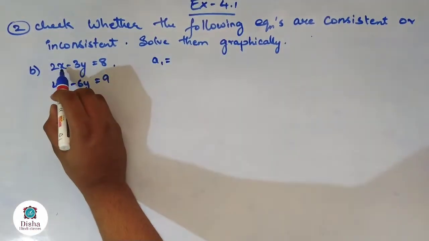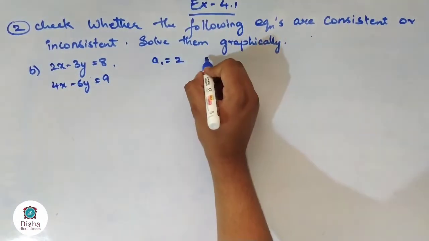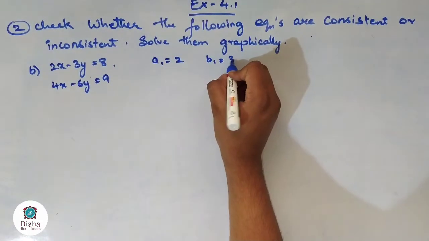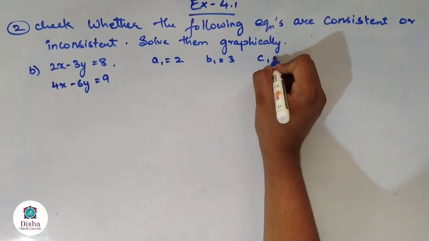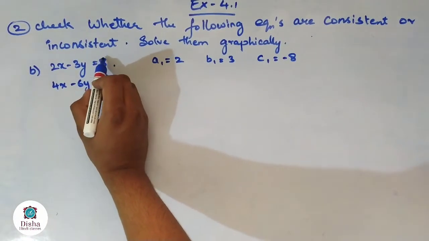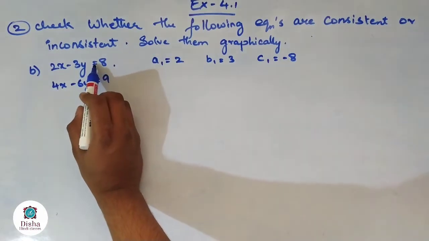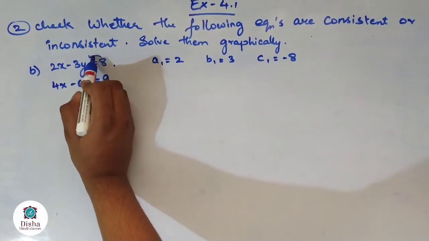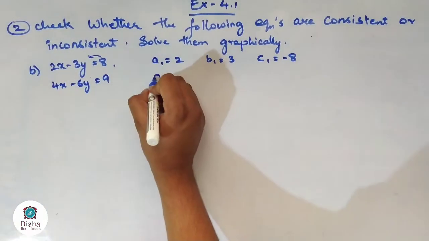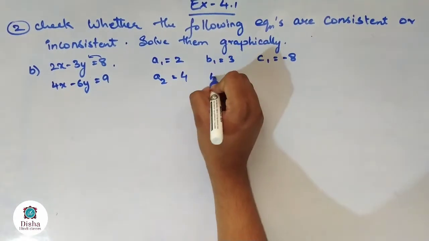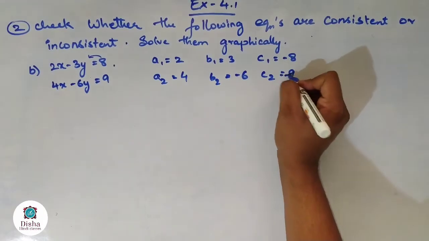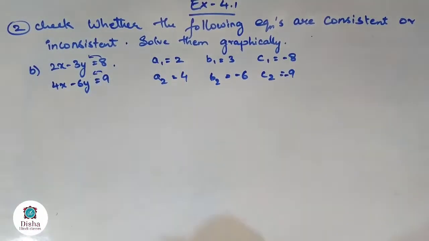What is a1? Coefficient of x, that is 2. What is b1? Coefficient of y, that is minus 3. What is c1? That will be equal to minus 8. If we bring this 8 to the LHS, what do we get? If we transfer this 8 to the LHS, we'll get minus 8. So that's why c1 equals minus 8. Now a2 equals 4, b2 equals minus 6, c2 equals minus 9, because we will transfer this 9 to the LHS.